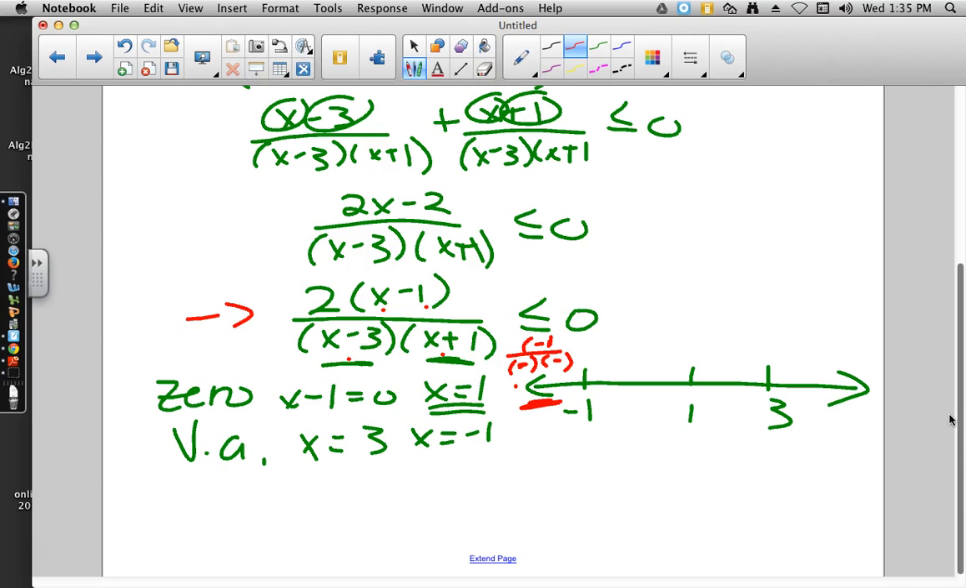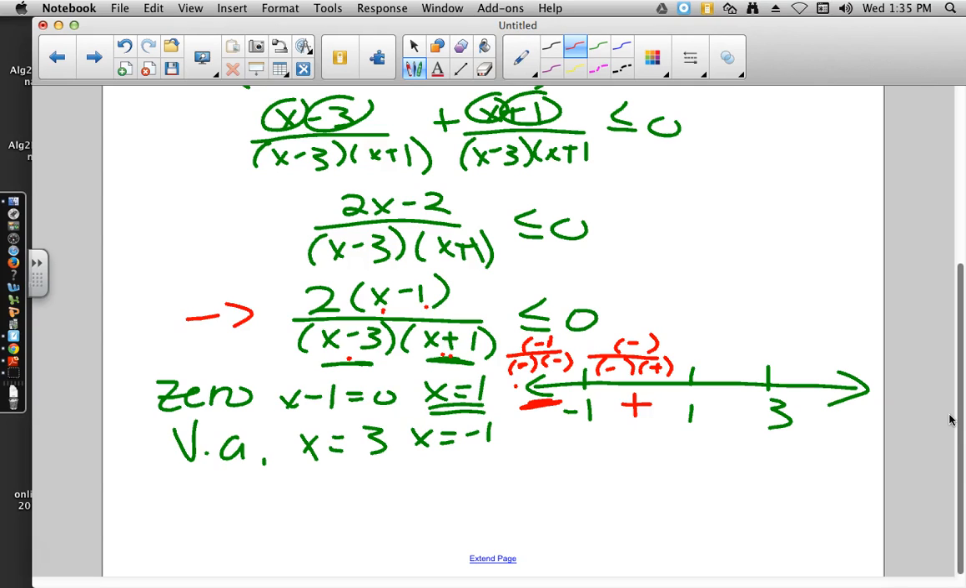Between -1 and 1, our favorite number, 0. Put a 0 in here, we're going to get a -2 on the top, so that's going to be negative. A 0 down here will be negative, and a 0 here will be positive. That will give us a result that is positive because we have an even number of negatives.